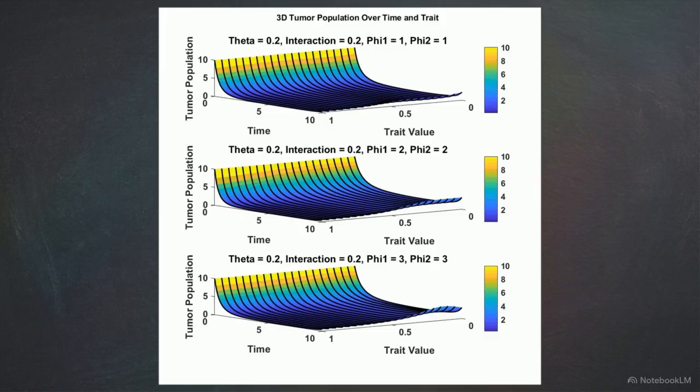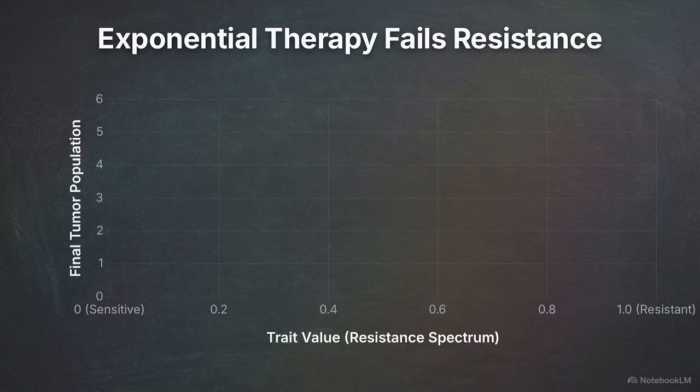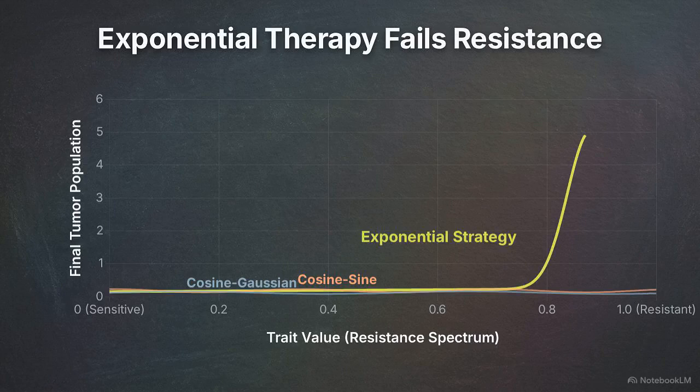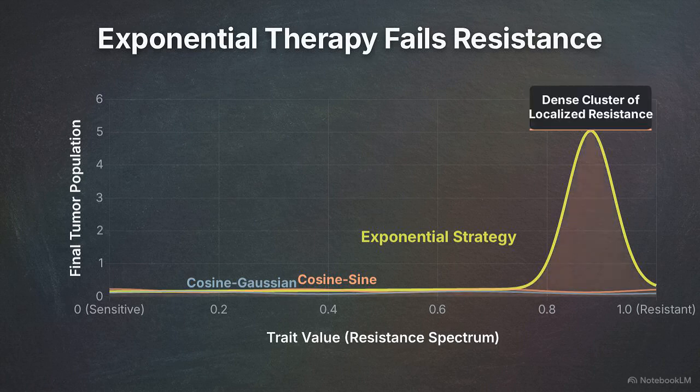These 3D plots track tumor populations over 10 years. The top and middle plots, cosine Gaussian and cosine sine, show uniform flattening, distributing drug impact evenly. In contrast, the bottom exponential Gaussian plot retains an elevated ridge, indicating a surviving resistant subpopulation. A 2-dimensional cross-section at year 10 reveals a stark difference. The cosine strategies produce low, flat lines, while the exponential strategy spikes. That spike represents a dense cluster of localized resistance surviving the exponential decay.